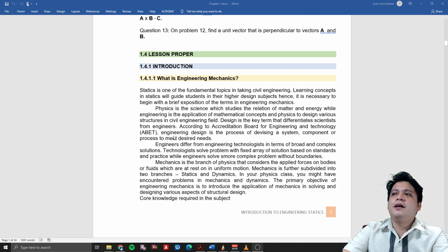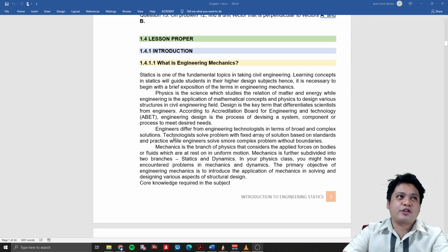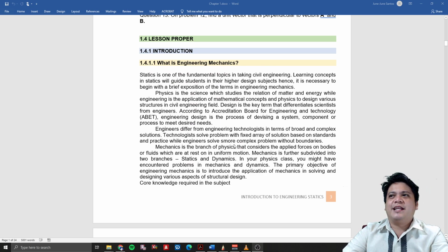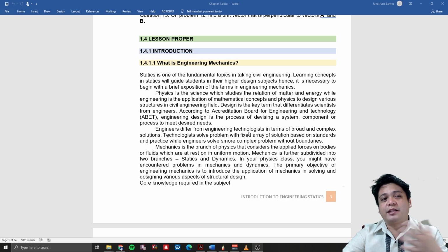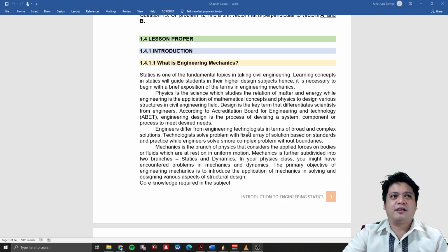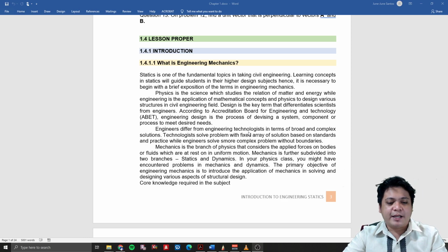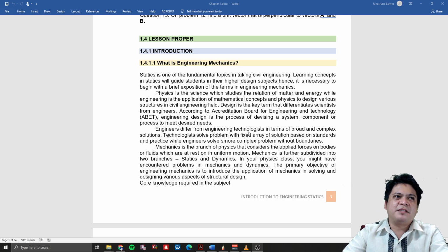Okay, now let's proceed with the introduction, no? So what is engineering mechanics? Actually, it is just one of the fundamental topics in taking civil engineering. Also, if you are a mechanical engineering student, both civil and mechanical have almost common topics when it comes to statics. Learning concepts in statics will guide students in higher design subjects. Hence, it is necessary to begin with a brief exposition of the terms in engineering mechanics.